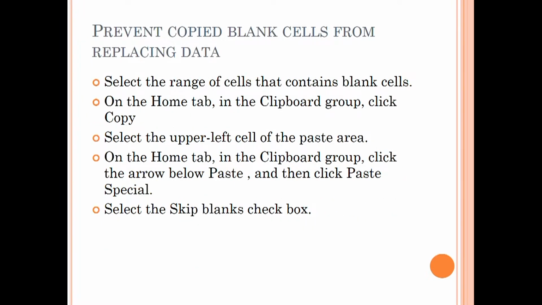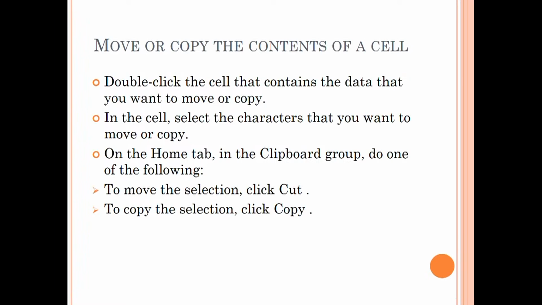Now, how do we prevent the copied blank cells from replacing the data? Select the range of cells that contain blank cells. On the Home tab in the Clipboard group, click Copy. Select the upper left cell of the paste area. On the Home tab in the Clipboard group, click the arrow below Paste and then click Paste Special. Then select the Skip Blanks checkbox. That is going to prevent your copied blank cells from replacing the data.